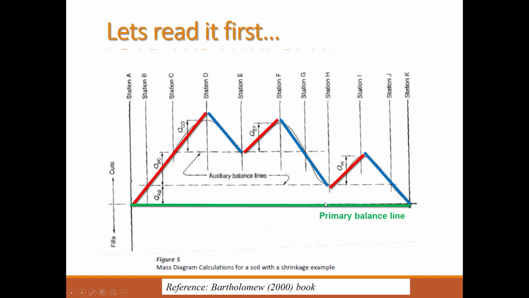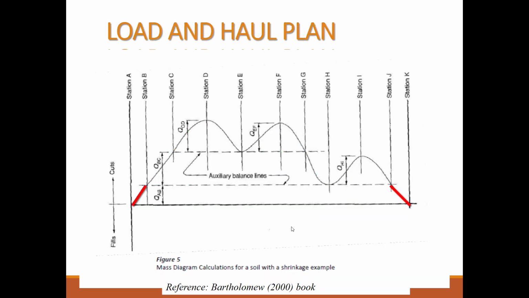We see our primary balance line down here. That's basically the horizontal line. And then we see auxiliary balance line to auxiliary balance line. These auxiliary balance lines are going to help us determine also where the cuts and fills are going to go. We are now considering what their load haul plan is going to look like, and it's basically whatever is going to be cut is going to be filled with the same quantity.